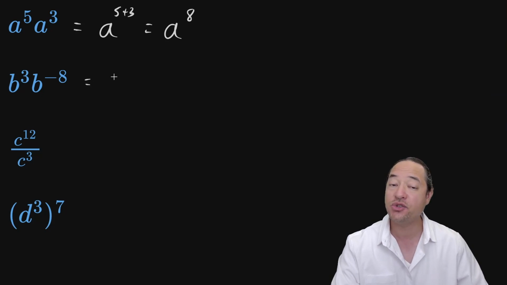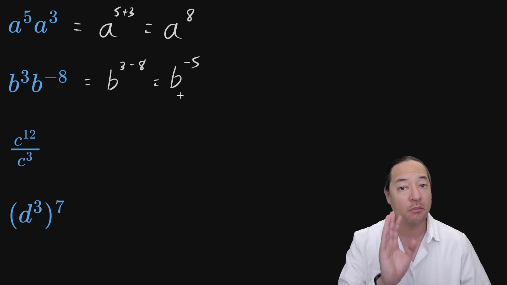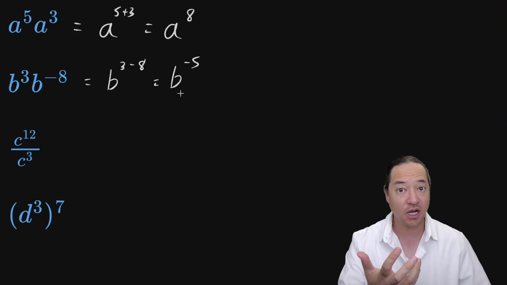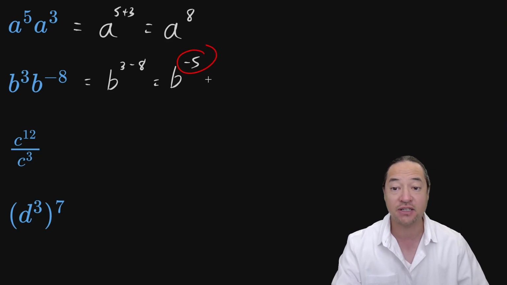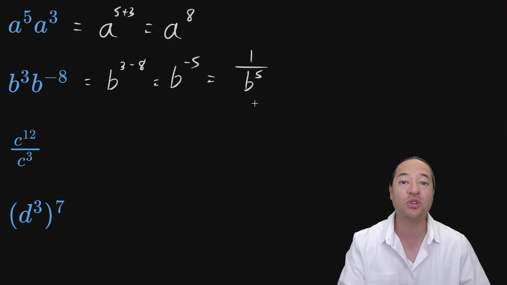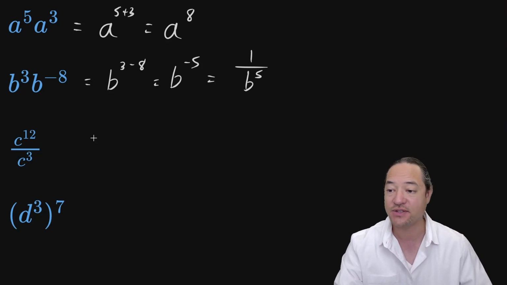This next one we can do the same way. So this will be b to the 3 minus 8 power, and that's the same as b to the negative 5 power. But when we simplify, it's very common where we don't want to include any negative exponents in our final answer, so we're going to have to write this as 1 over b to the 5th power. This way there's only positive exponents in our response.